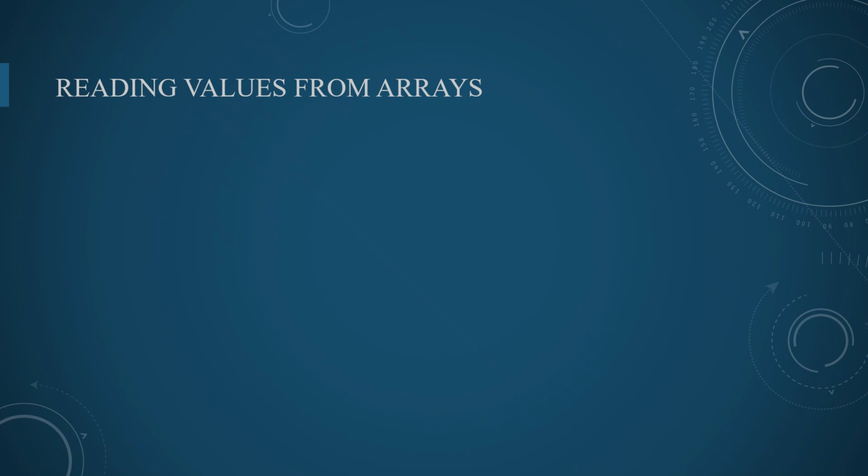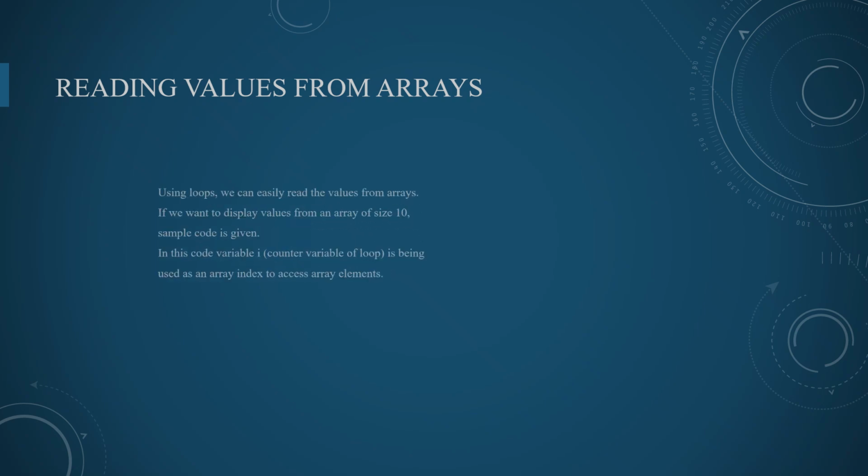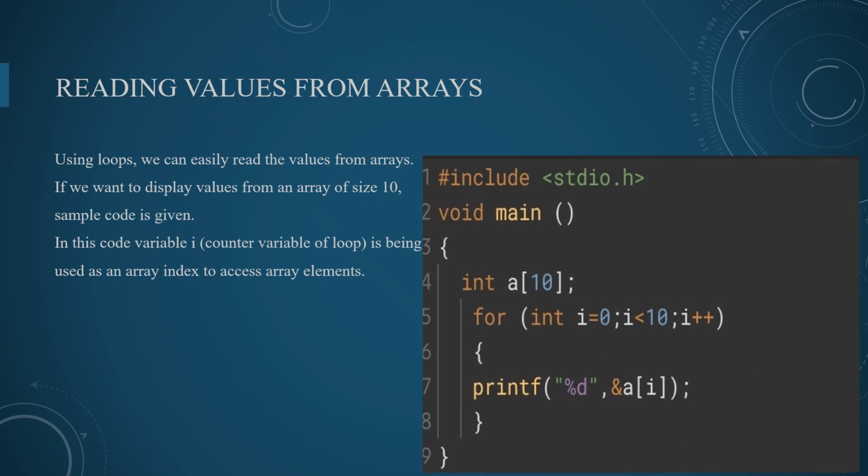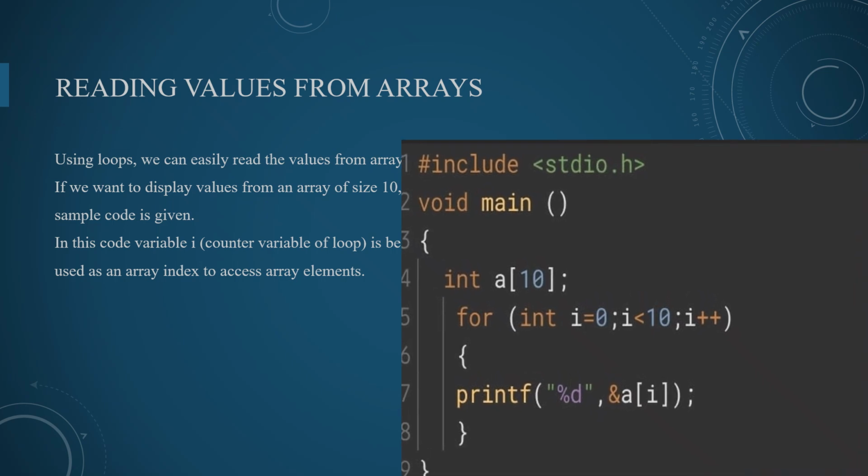Now, how can we read values from arrays using for loops? Using loops, we can easily read the values from arrays. If we want to display values from an array of size 10, sample code is given. In this code, variable i, which is being used as the counter variable of the loop, is being used as an array index to access array elements.